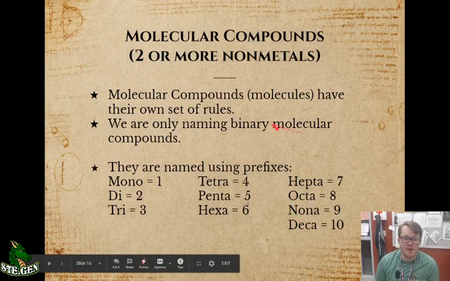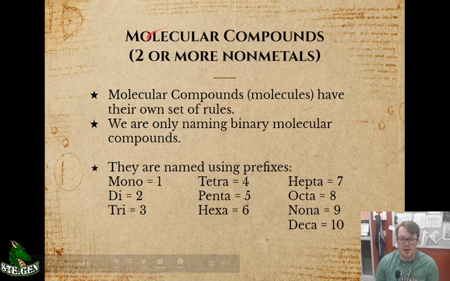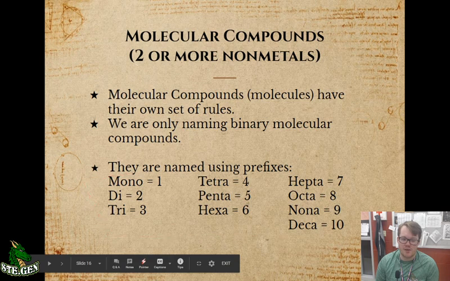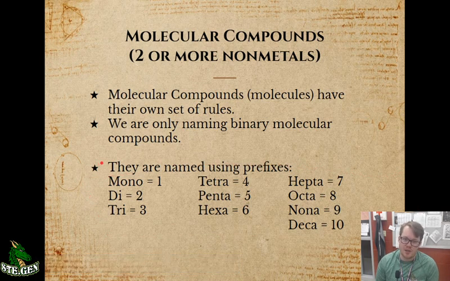So molecular compounds have their own set of naming rules. We only use them for molecular compounds, and then we're only going to be naming binary molecular compounds. Like I said, there are other ones like glucose that are made out of 3 nonmetals, but we're only going to stick with ones that are made out of 2. And to do them, you need to know these prefixes. Now, you're probably like, Diamond, you just told us we had to memorize like 14 polyatomics. Why are you also making us memorize a bunch of prefixes?